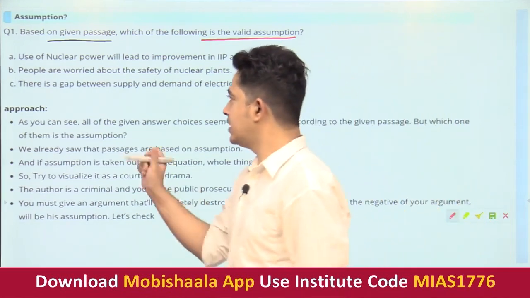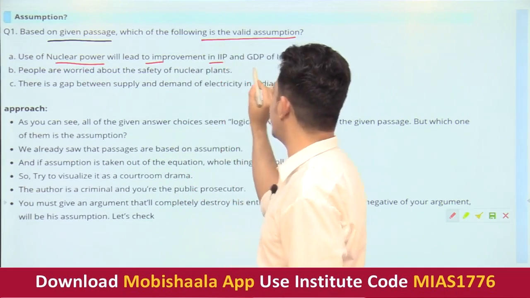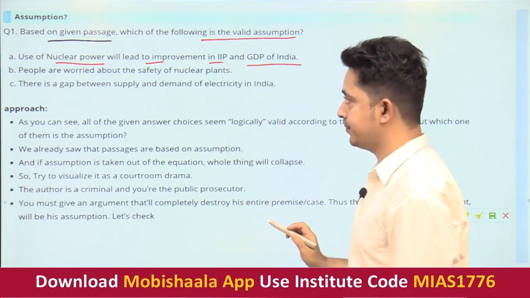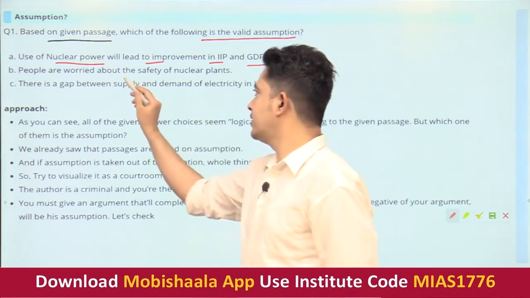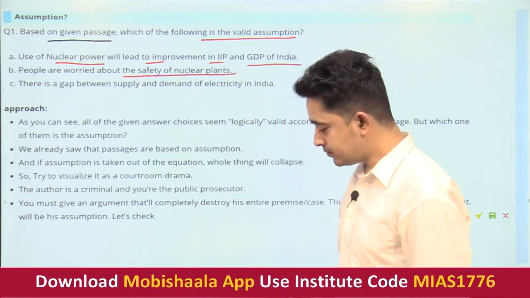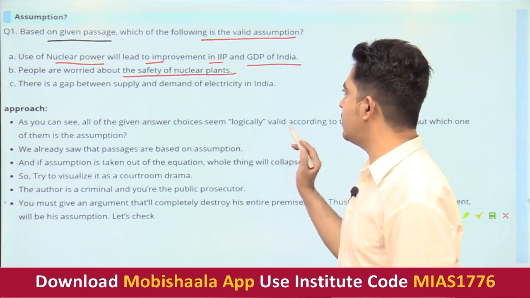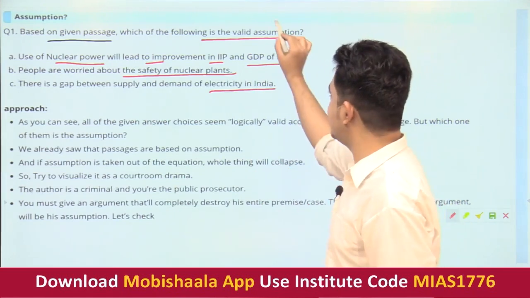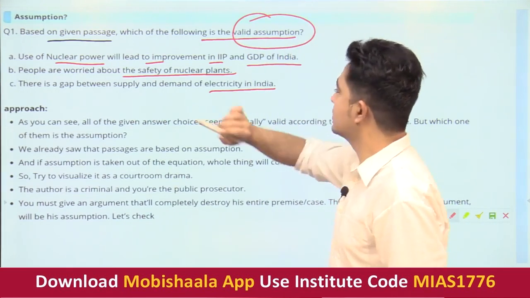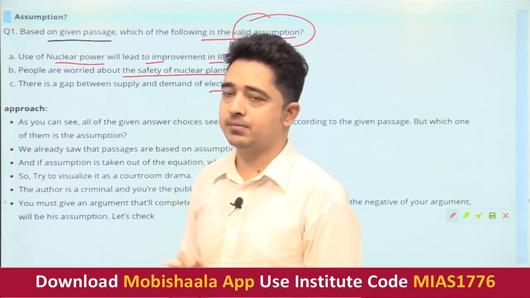First one: use of nuclear power will lead to improvement in the IIP and GDP of India. Second one: people are worried about the safety of nuclear plants. Third one: there is a gap between supply and demand of electricity in India. So here is the word, valid assumptions. Such kinds of passages you will easily find in the GMAT and GRE exams.